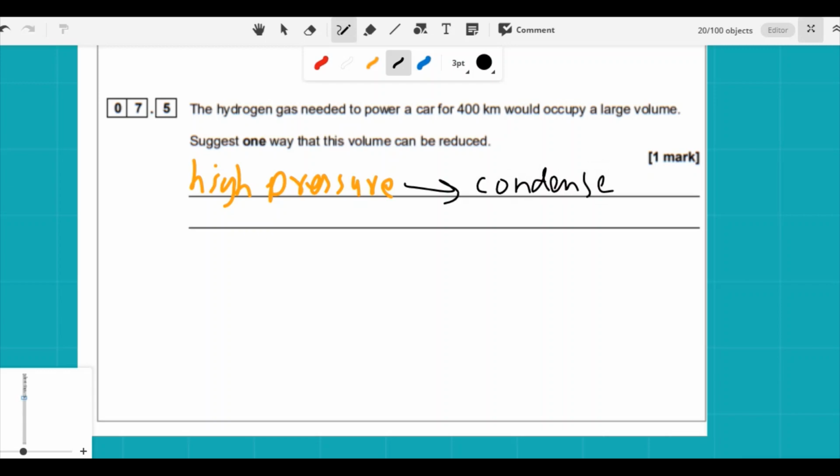Okay, due to condensing, what happens is the hydrogen gas will be stored in liquid form, H2 stored as a liquid or solid. Okay, so this allows developing a more efficient engine.